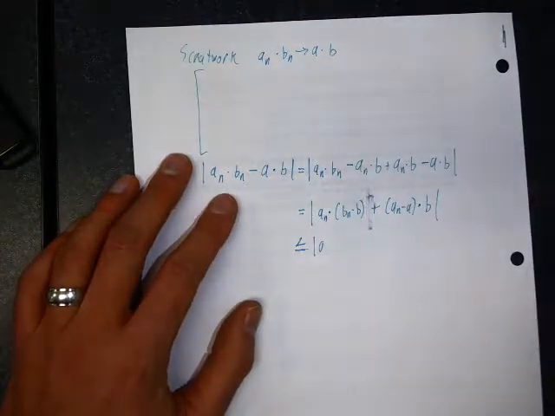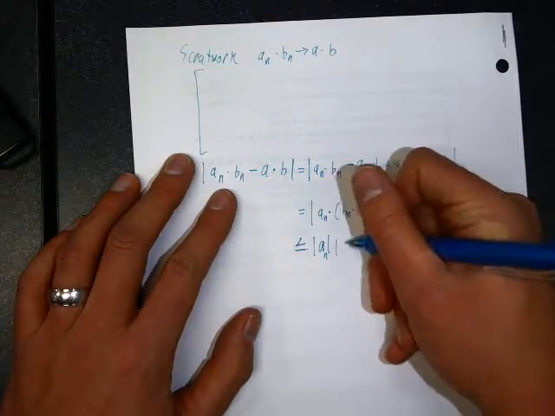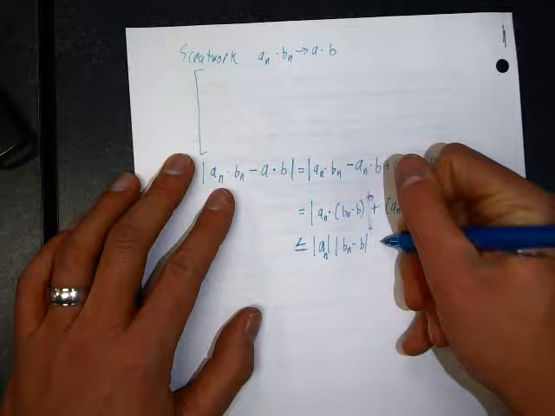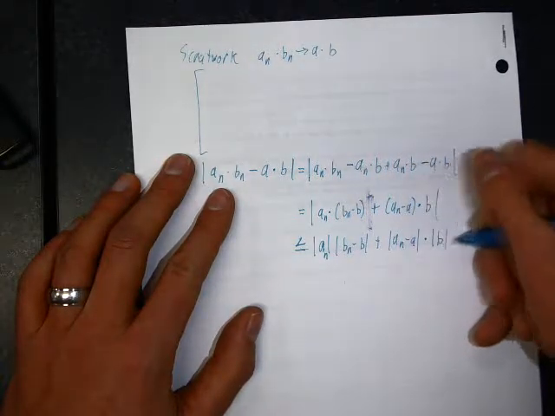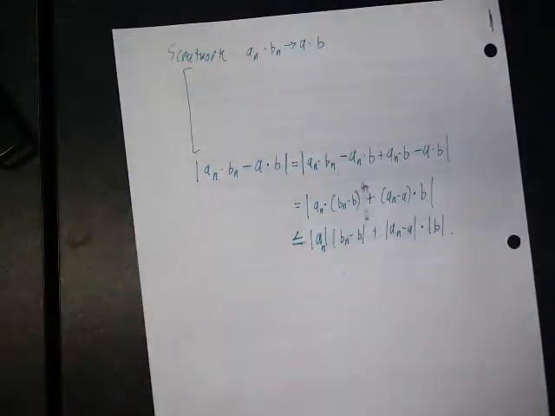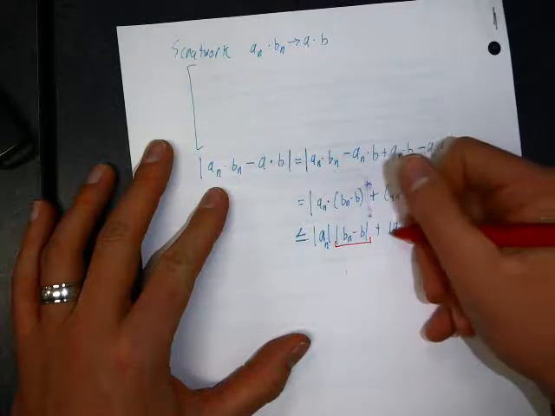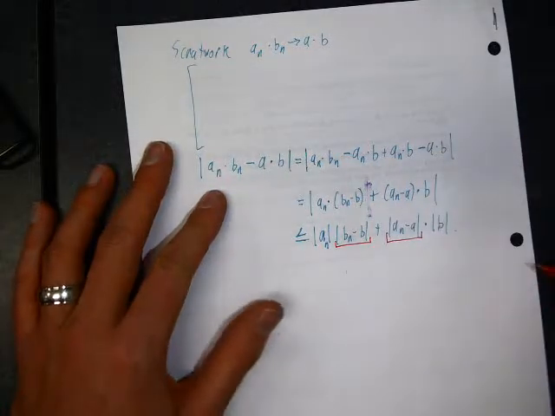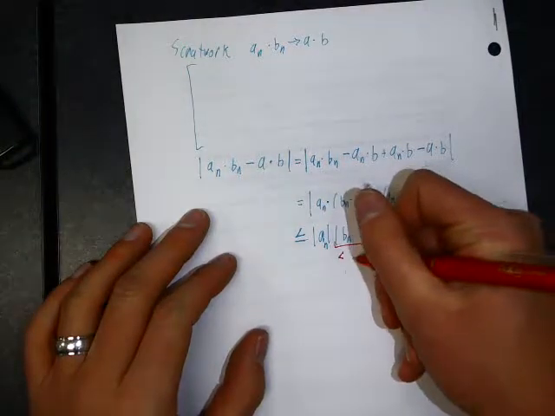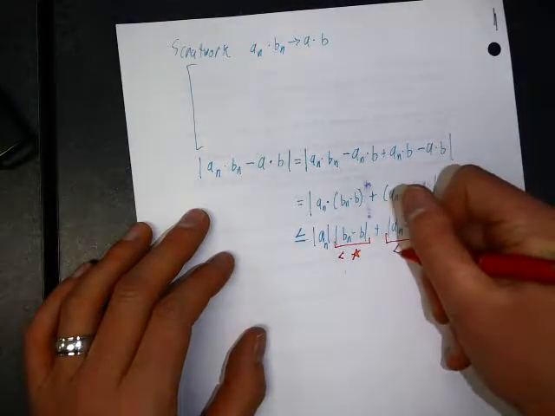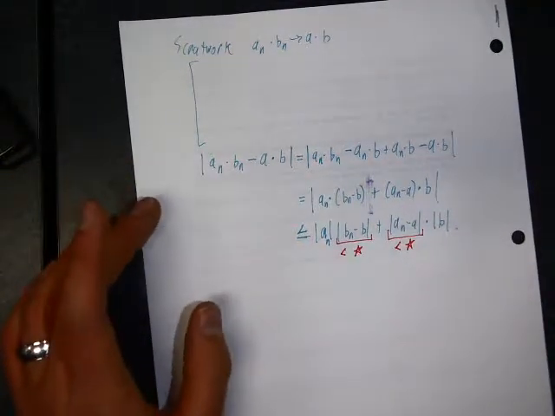Now I can use the triangle inequality and even do some more factoring. So that's less than or equal to absolute value of a_n times the absolute value of b_n minus b, plus the absolute value of a_n minus a times the absolute value of b. Cool. Both of those I can make as small as I could possibly want, less than any positive number I want. I don't know what that positive number is yet, so I'll put a stand-in symbol, a star there.